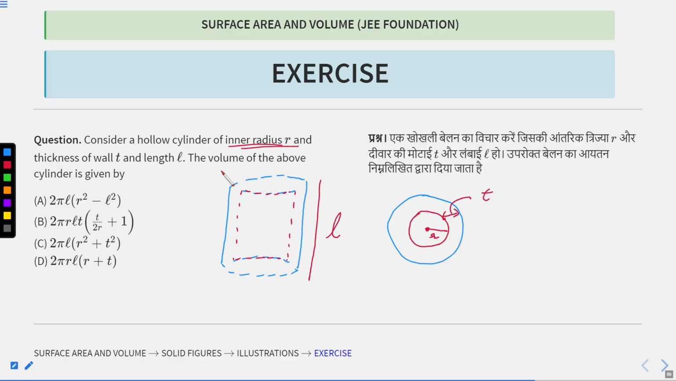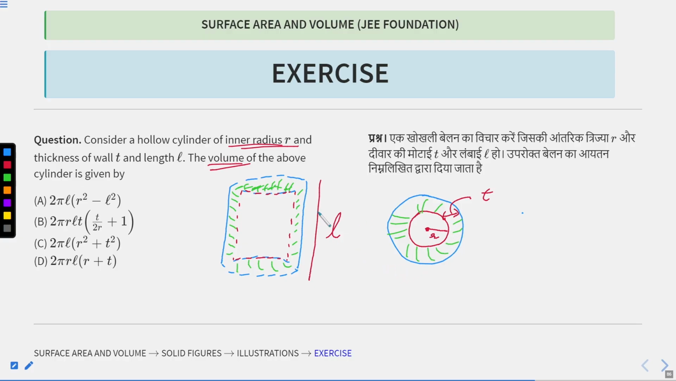So finding the required volume, the volume we are asking about is this part. If you subtract the volume of the bigger cylinder, the blue cylinder, from the volume of the inner cylinder, we will be left with the volume of this part. I hope you are visualizing what I am saying. So let's do that right away.